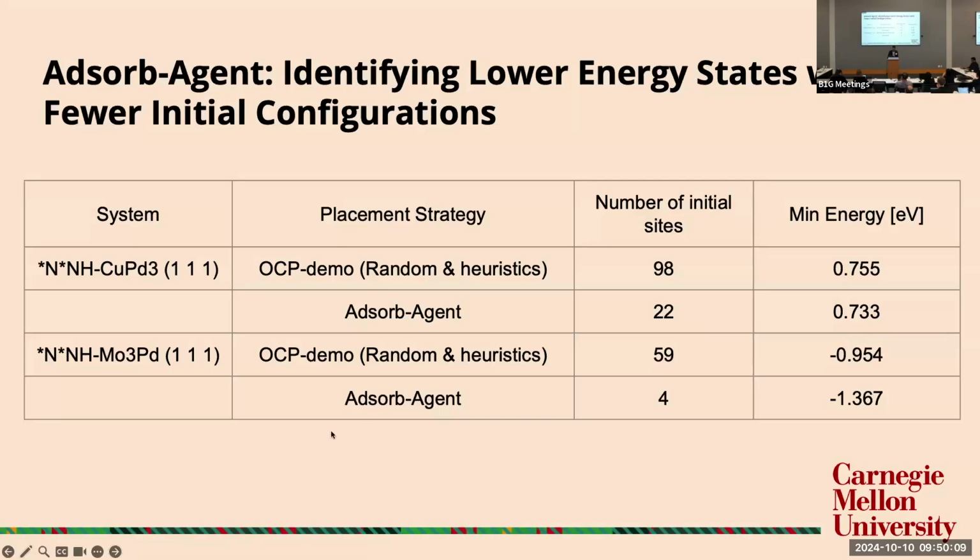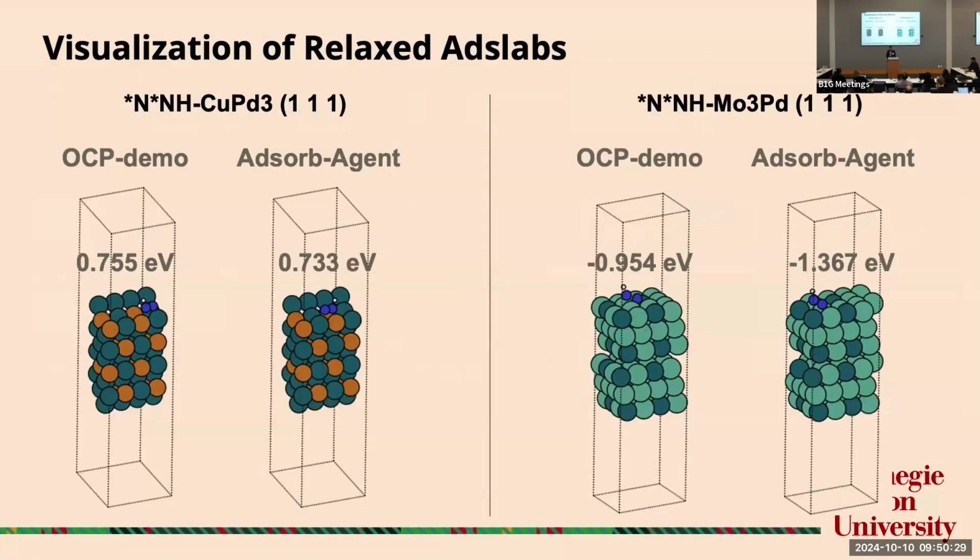For the molybdenum palladium surface, OCP demo, random and heuristic is 59, and actually AdsorbAgent found it in 4 steps. So it was very quick, and it was a much lower energy. So I'm super hopeful that it significantly reduces the number of calls for energy prediction, for minimum energy prediction of a stable configuration.